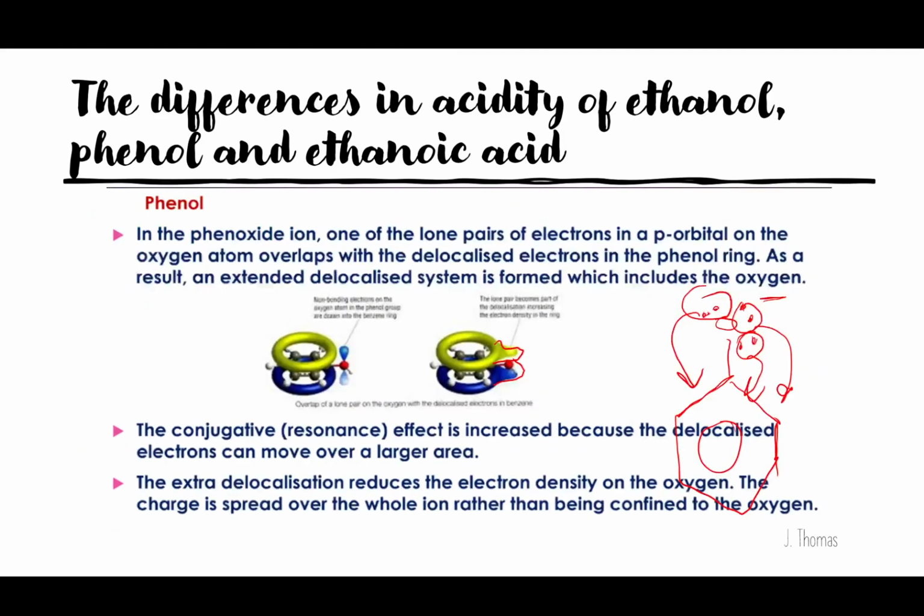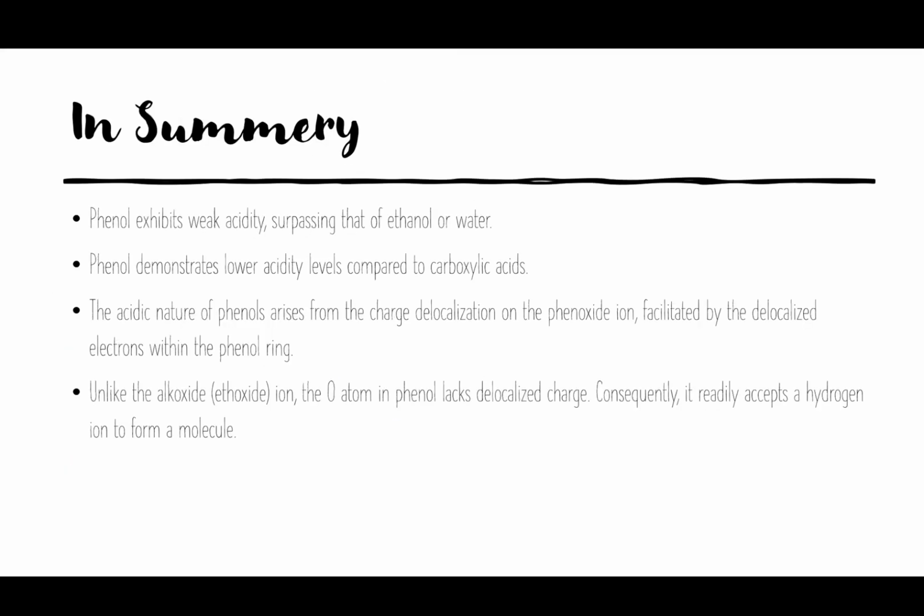That is it for the acidity of our organic compounds. Phenols exhibit weak acidity, surpassing that of ethanol or water. Phenols demonstrate lower acidity levels compared to carboxylic acids. The acidic nature of phenols arises from the charge delocalization of the phenoxide ion facilitated by the delocalized electrons in the phenol ring. Unlike alkoxides, for example the ethoxide ion, the oxygen atom in phenol lacks the localized charge. Alright? Consequently, it readily accepts hydrogen ions to form a molecule.